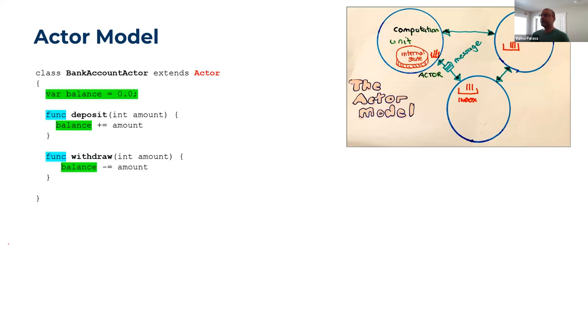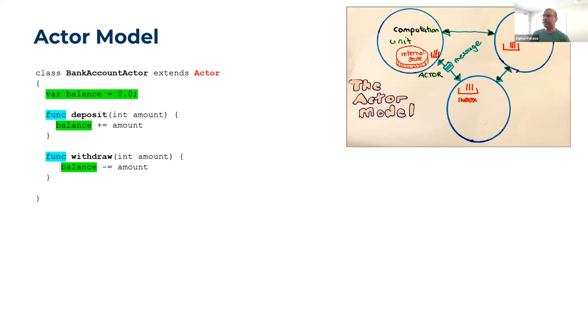A classic example is the bank account. In concurrency, if you use shared memory parallelism, we have a shared region like a balance. Somebody is depositing some money and somebody is withdrawing it. Usually in multi-threading, we use locks to make sure that we synchronize the transactions. But an actor is very different, where each actor has its internal state, which is the balance here.